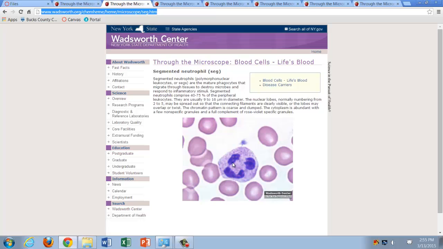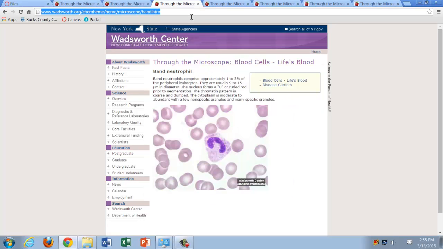Okay, the next slide I'm going to show you is this same cell before it became an adult, before it became mature. What I'm about to show you is like the teenager form of this cell. Well, here we have the teenager form of this cell. We call this a band neutrophil. So this is a little bit immature, and it didn't get its segmentations yet.